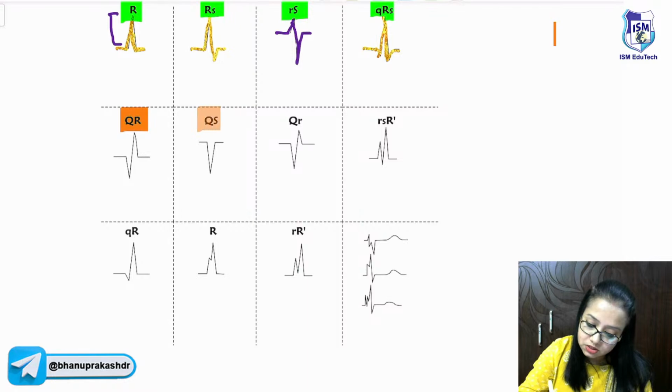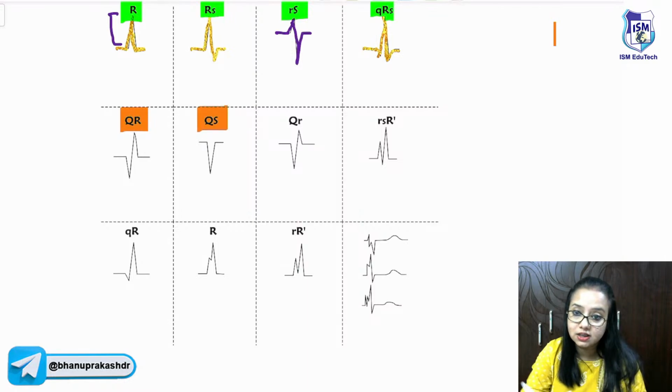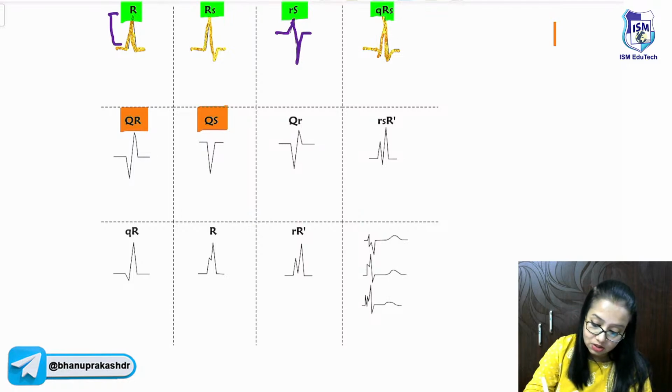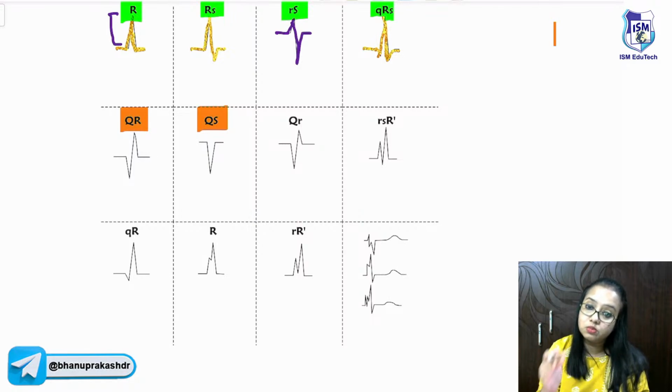Next comes the QS complex, as we mentioned earlier. If after the P wave the QRS only has a negative wave, which is big, and there is no positive wave within it until the T wave, then it is called the QS complex.